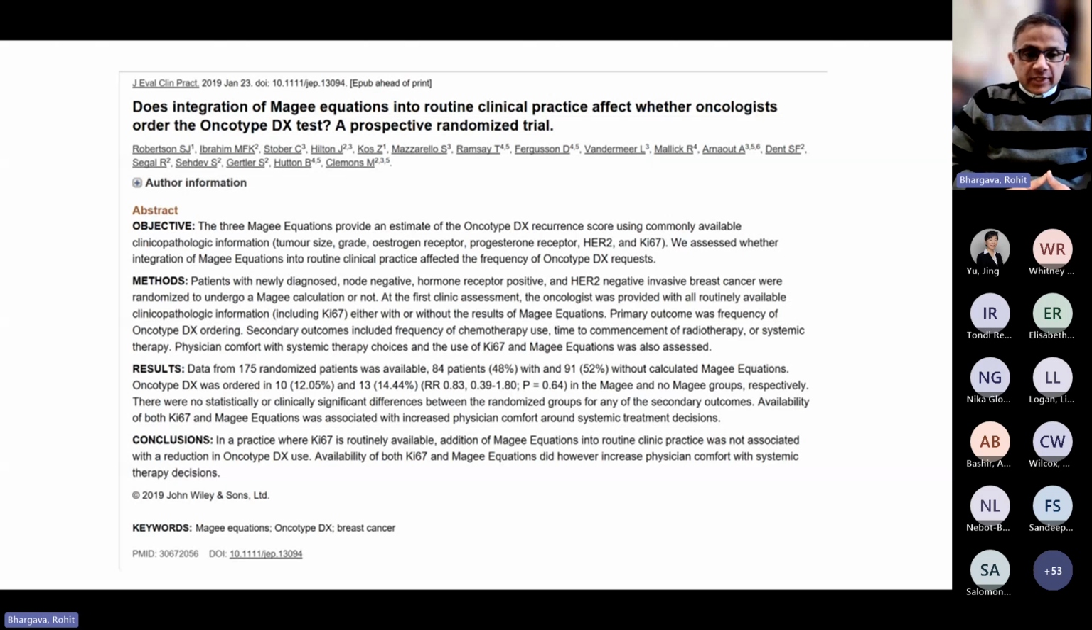This is an interesting study I would like to share, where the authors asked the question, does integration of Magee equations into routine clinical practice affect whether oncologists order the Oncotype DX test? And they concluded that in a practice where Ki-67 is routinely available, addition of Magee equations was not associated with a reduction in Oncotype DX use. However, availability of both Ki-67 and Magee equation did increase physician comfort with systemic therapy decisions.